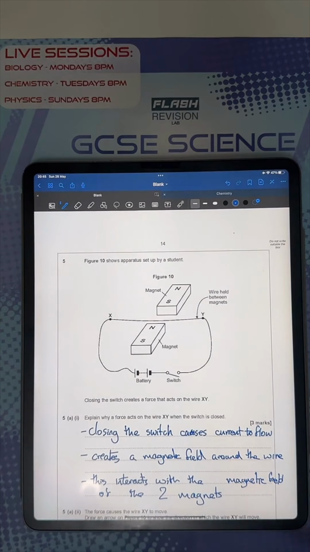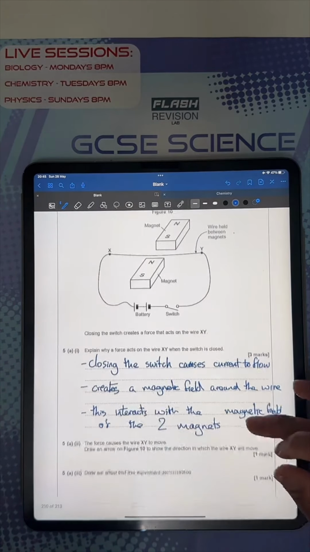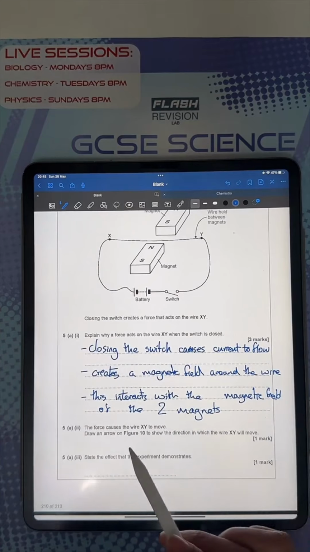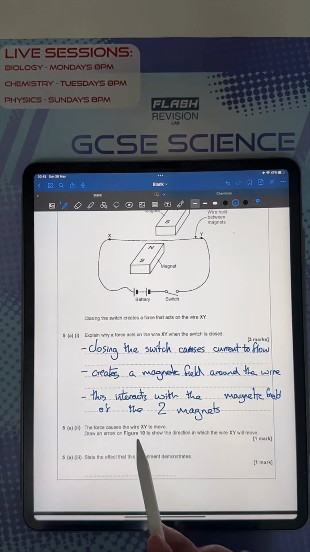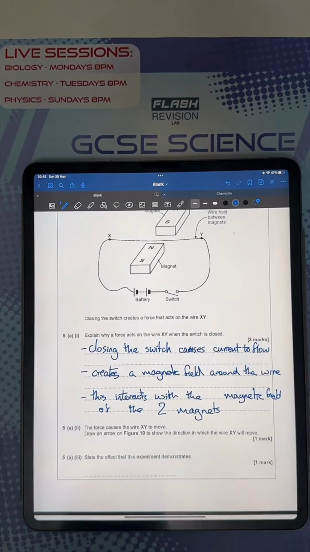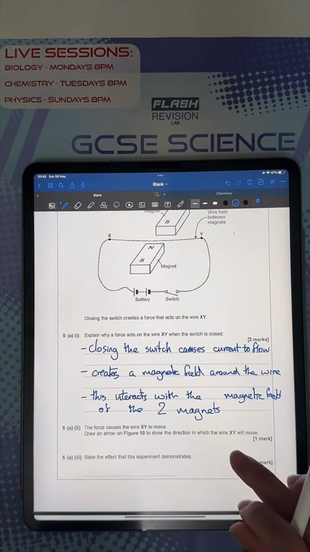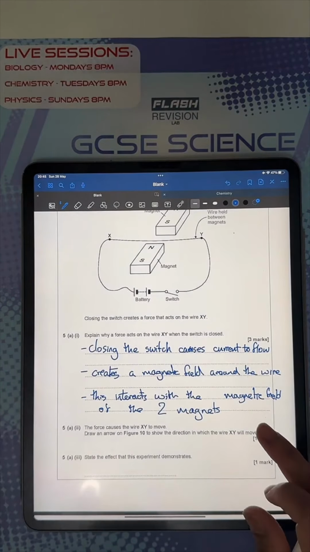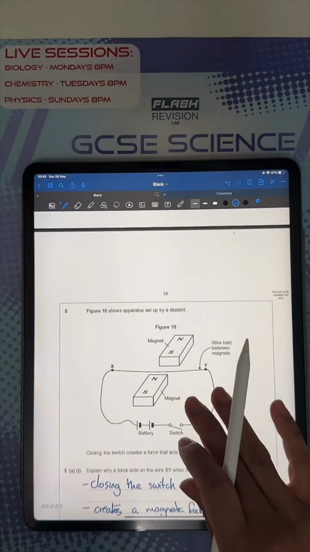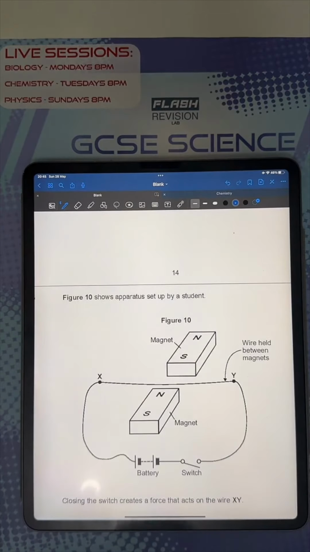Okay, so next question is Fleming's left-hand rule. So you get a force, right? And it causes XY to move, and you need to figure out what direction it's going to move. This is when you use Fleming's left-hand rule. Can anyone tell me which way this is going to move?